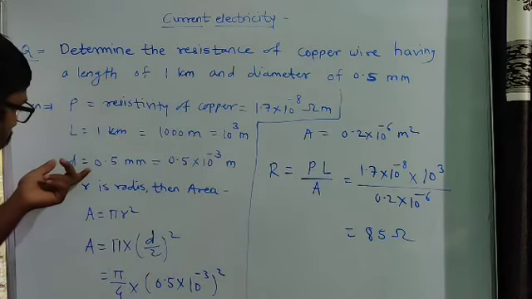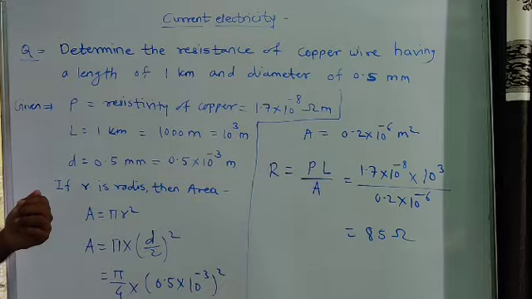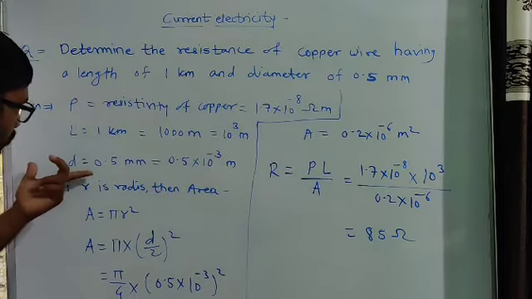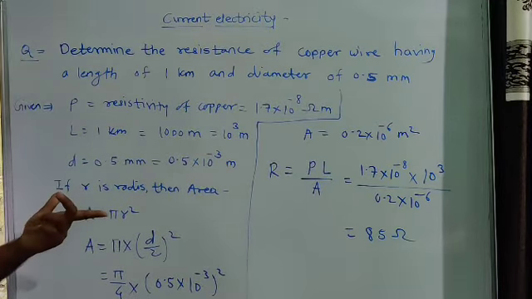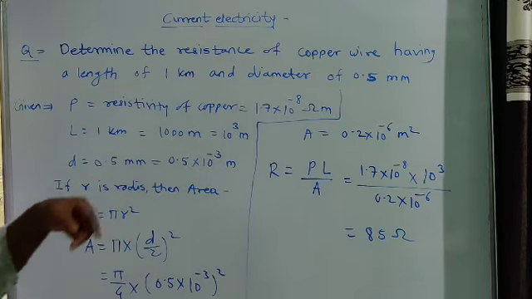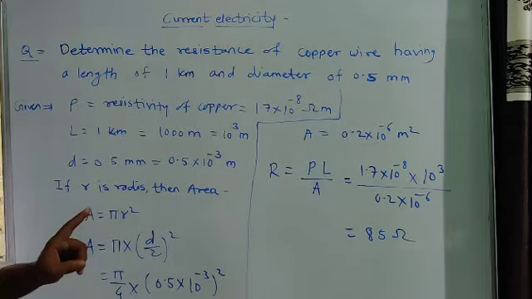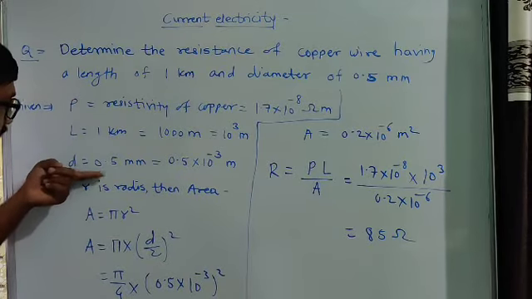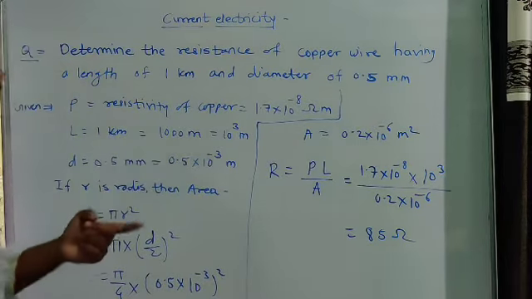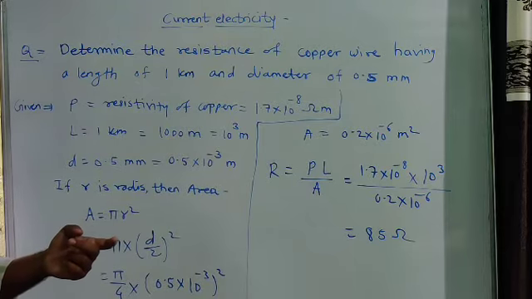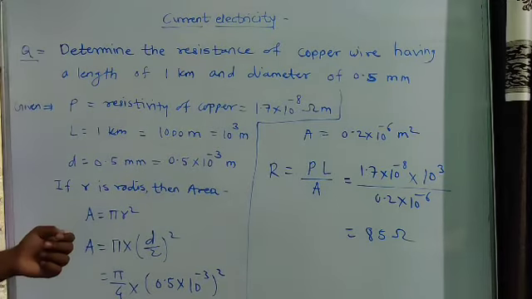So now what about the diameter? Look at, the diameter of the wire is 0.5 mm. We convert mm into meter by multiplying by 10 raised to minus 3. So the diameter will be 0.5 into 10 raised to minus 3 meter.